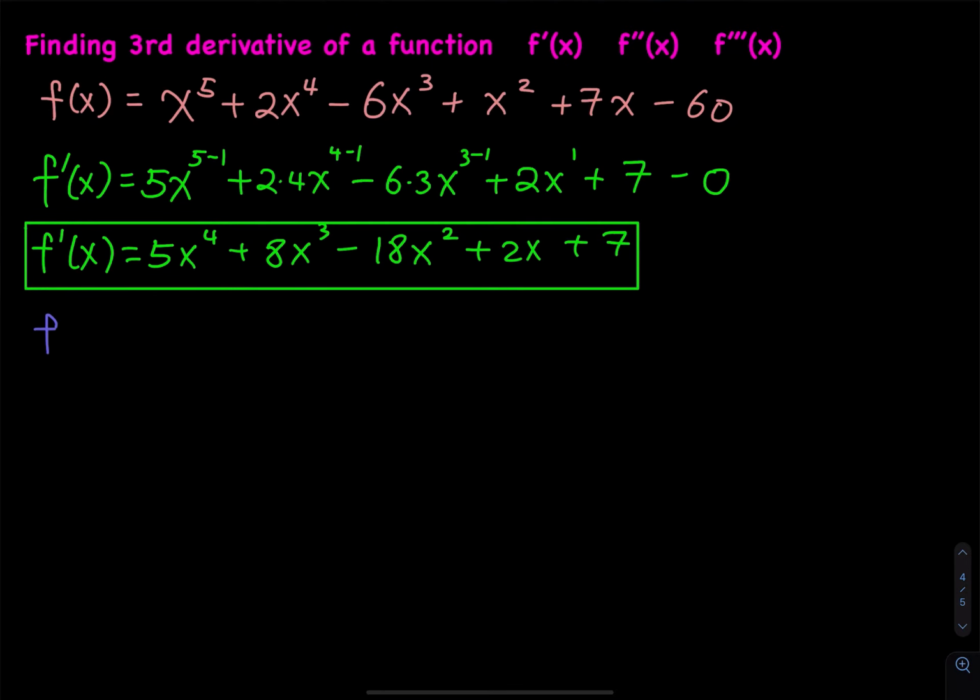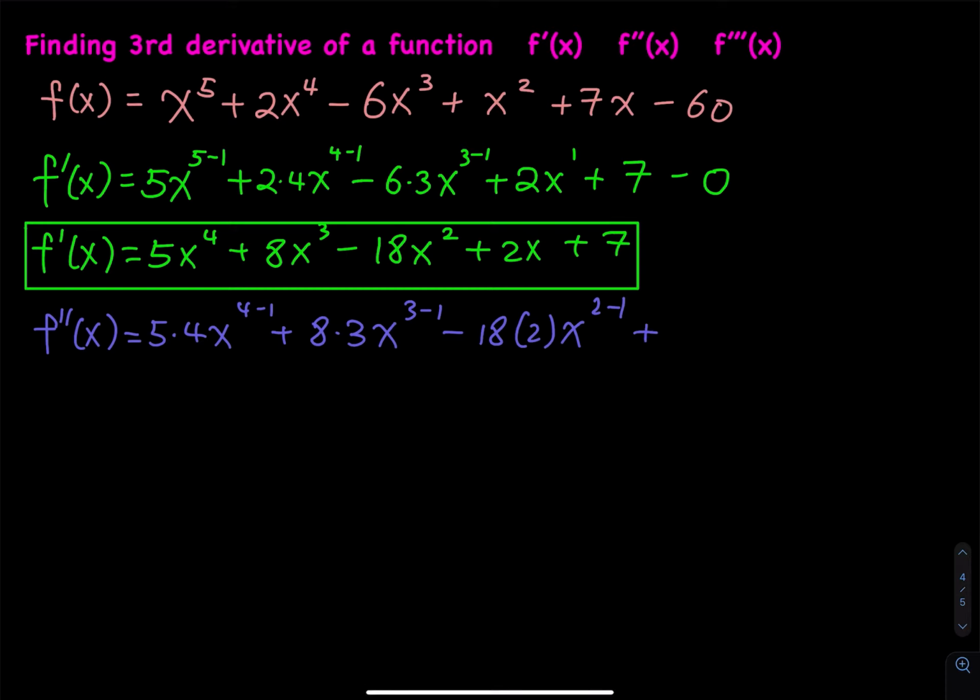So f double prime. This time we bring the 4 down, so we have 5 times 4 raised to the 4 minus 1. Bring the 3 down: 8 times 3 raised to the 3 minus 1. Bring the 2 down, and then 2 minus 1, and then the derivative of 2x. 2x is a linear function. The derivative of 2x is equal to 2, and then the derivative of 7, the constant value, is equal to 0.